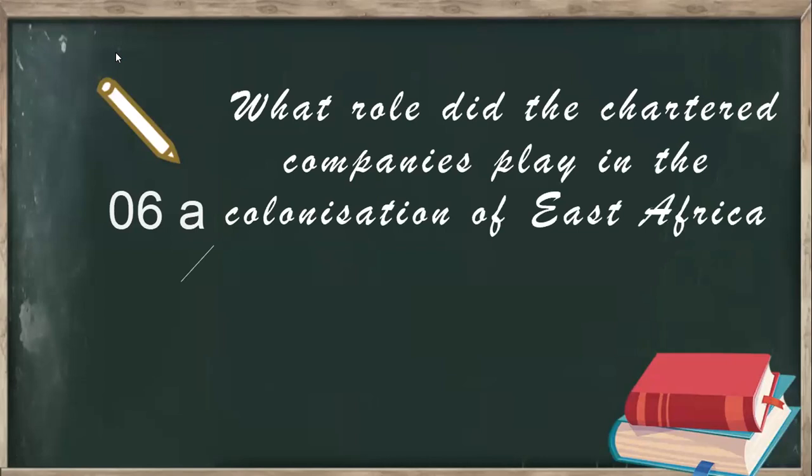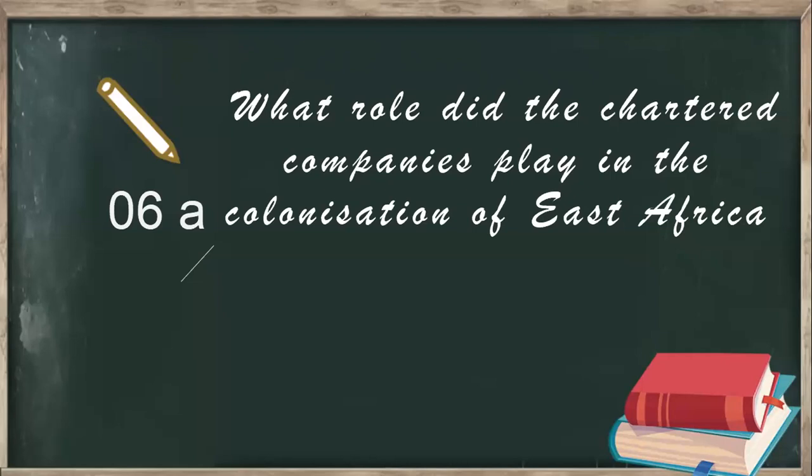Okay, good afternoon to you all. I'm going to be taking you to number 6 and part A says, what role did the chartered companies play in the colonization of East Africa? So we all know the chartered companies were the companies that used to handle the trade in East Africa, the companies of GECO, IBECO, those companies. And these companies did quite a number of activities that led to the colonization.